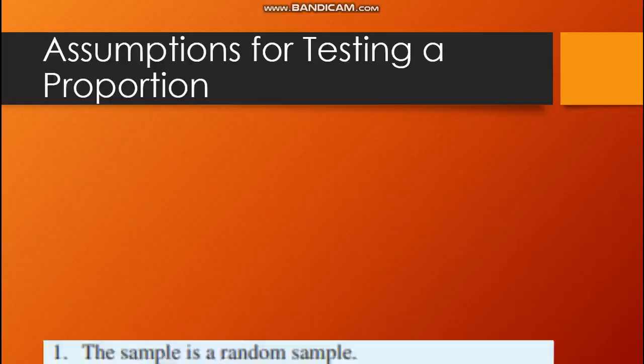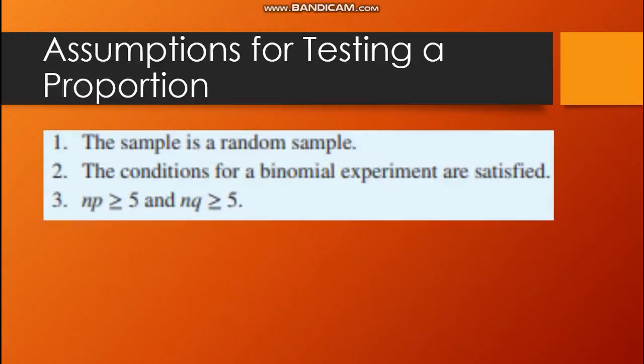Okay? And we have assumptions for testing a proportion. One is sample should be a random sample, and the conditions for a binomial experiment are satisfied. And later I'm going to give you the conditions for a binomial experiment. And n times p should be greater than or equal to 5, and n times q is greater than or equal to 5. Yung p natin, that is the population proportion or the probability of success. Yung q natin, that is 1 minus p. Okay, take note, 1 minus p yung ating q. That is the probability of failure. And it should be greater than or equal to 5 when you multiply that to our sample size.